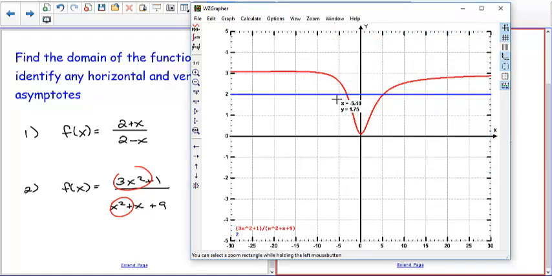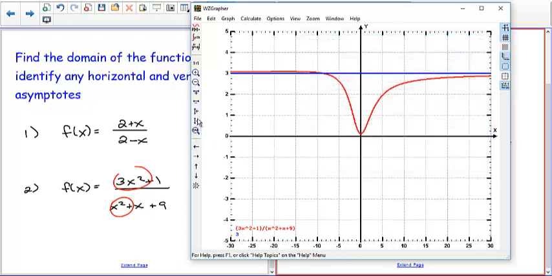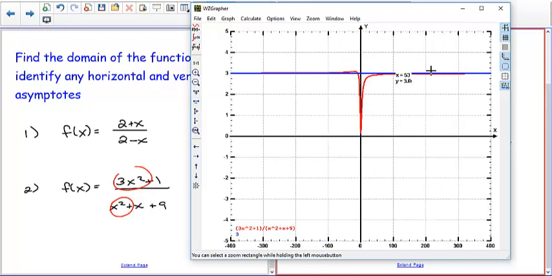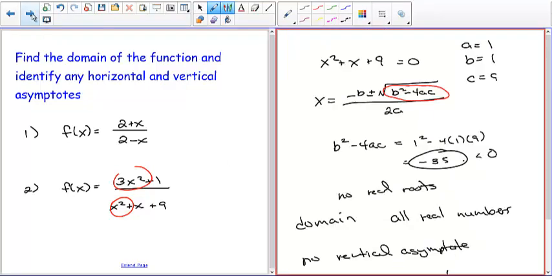And you can also, if we put the line y equals 2 in there, you'll see that, or is it 3? No, it was 3. Y equals 3. You can see as we zoom out in the x direction that the function approaches the line y equals 3. Okay, so that's domains and vertical asymptotes.